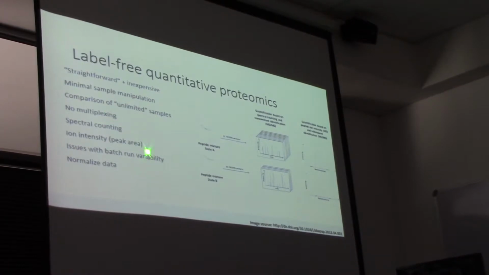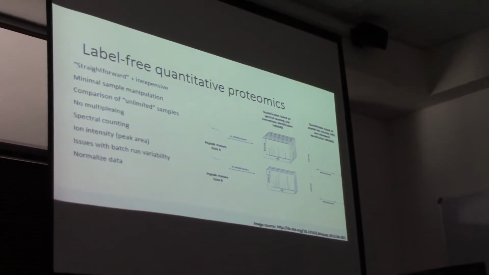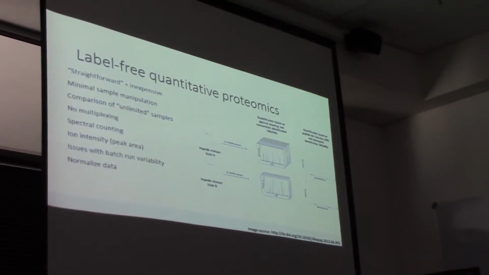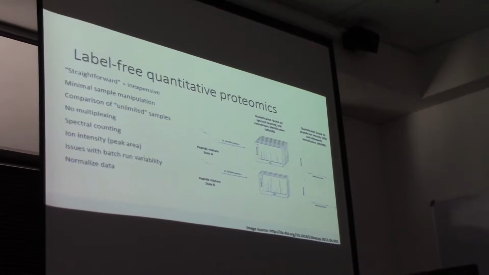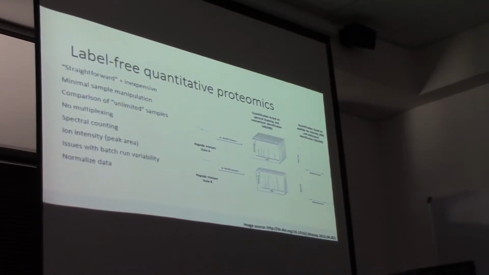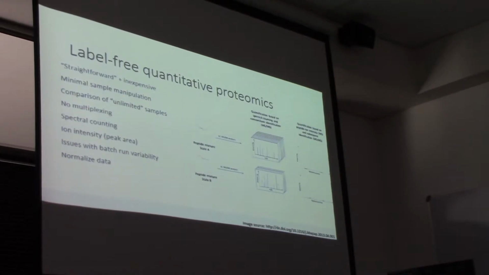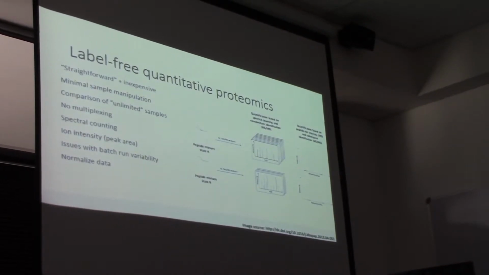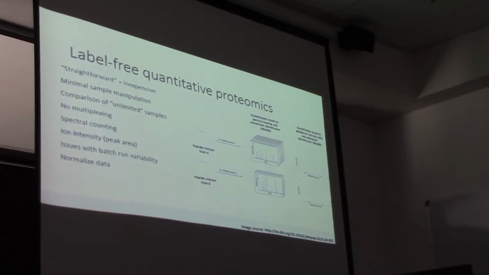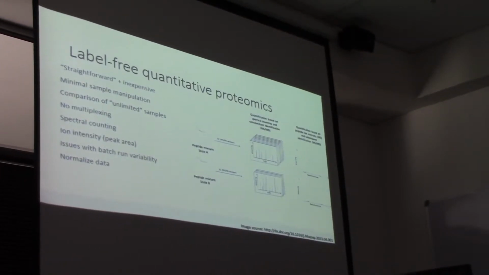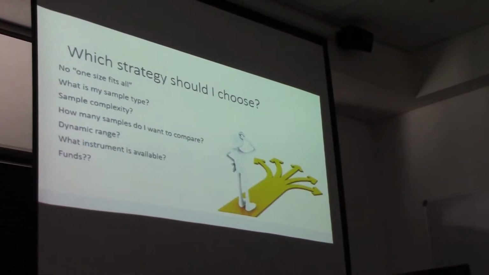So the problem with not being able to multiplex is you have to run individual samples, so you might have issues with batch run variability, where the MS is not behaving, say, the same way, or you're not getting the same separation as you did in your first run, your second run, your third run. But there are ways to normalize data. Bioinformatics is a very powerful tool that you can use to deal with these kinds of issues. But always remember that these could be issues that you have. So if you have a small number of samples you want to analyze, maybe go for a quantitative labeled approach.